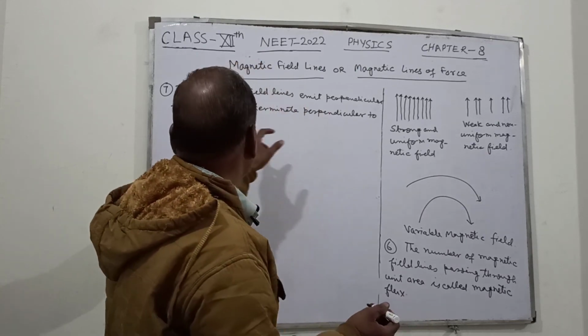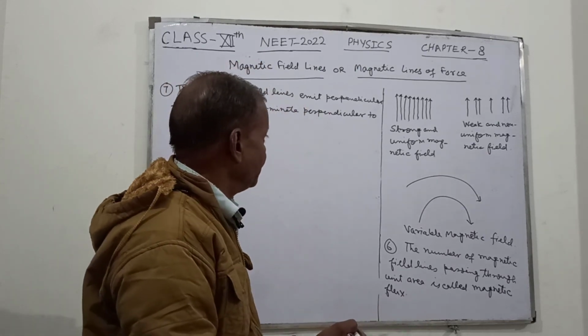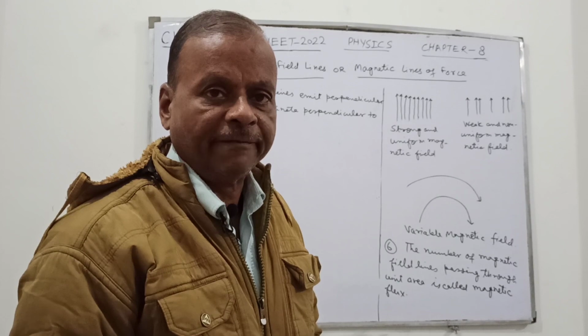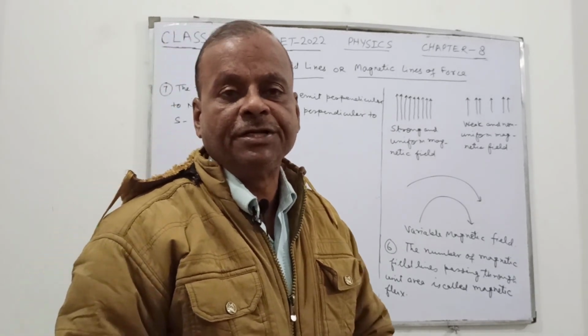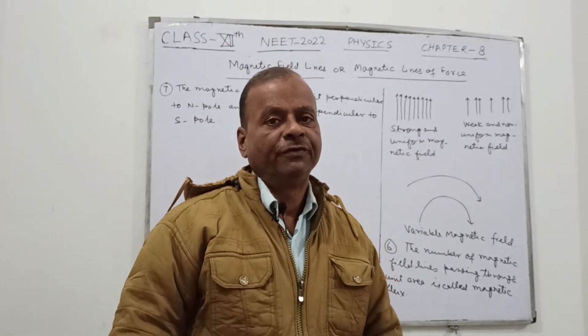Magnetic field lines emit perpendicular to the north pole and terminate perpendicular to the south pole. So these are some properties of the magnetic field lines.